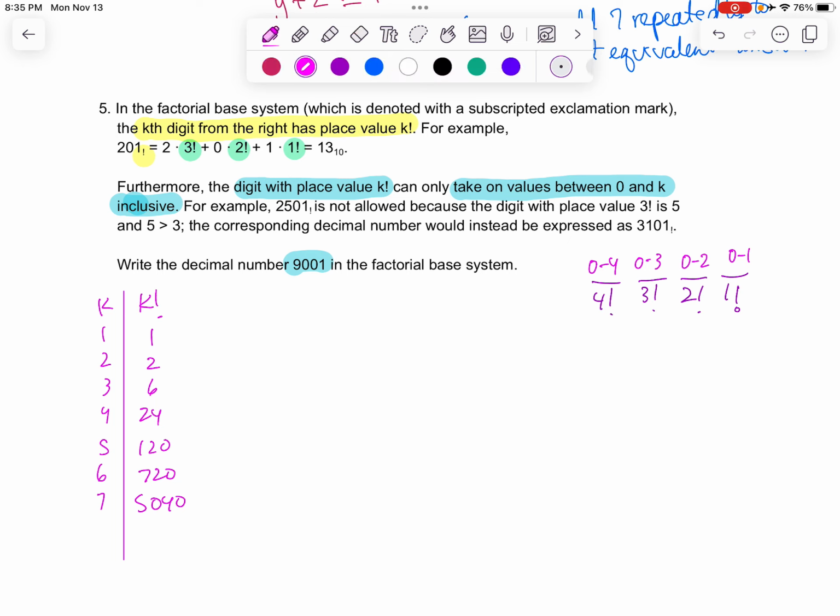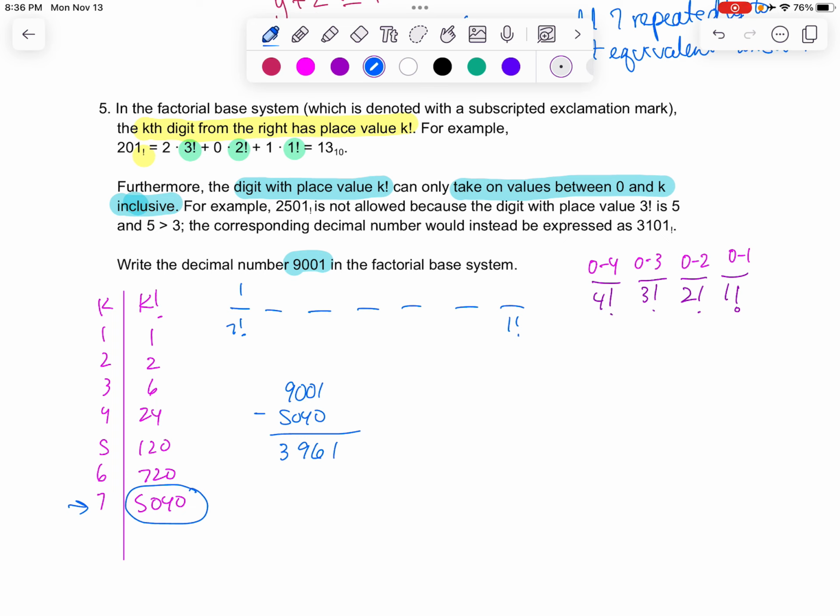Okay, so now what does that tell me? That tells me that my last digit is going to be the kth digit, so that means my answer is going to have 7 place values. So I can start out with 1, 2, 3, 4, 5, 6, 7, and this is my 7 factorial all the way down to my 1 factorial. Okay, so I want to ask myself, how many times can this value go into 9001? And it can only go in one time. So I have 9001, and I'm going to subtract 5040, and that will give me 3961. So one time.